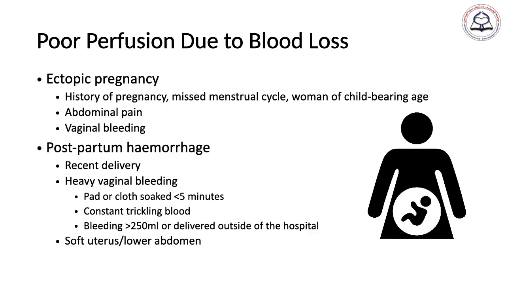Those who recently delivered, when they have heavy vaginal bleeding, they have to change the pads frequently, and constant trickling of blood or loss of more than 250 ml, or when there is delivery outside and when you find the uterus is soft, you have to suspect postpartum bleeding.